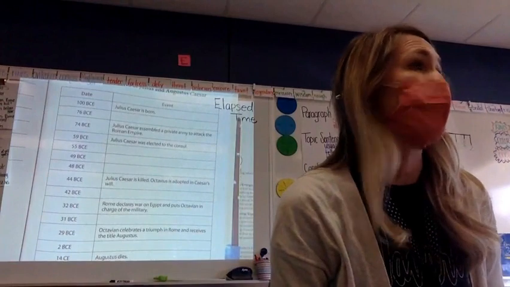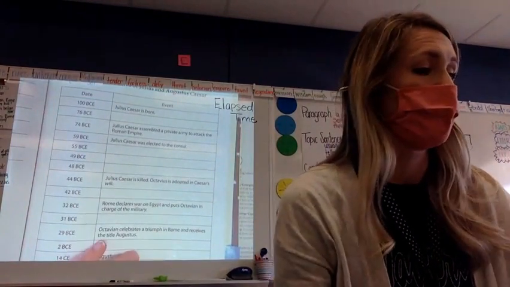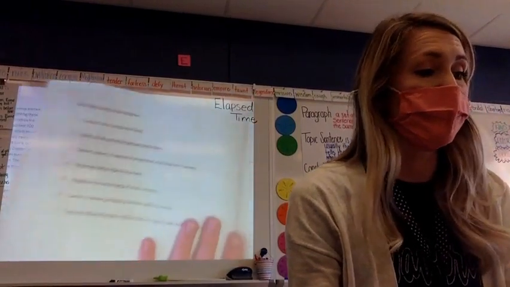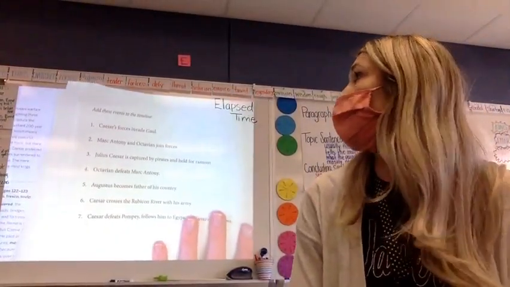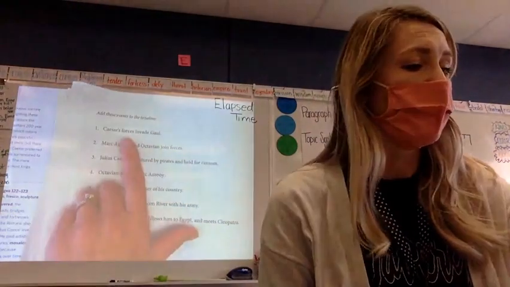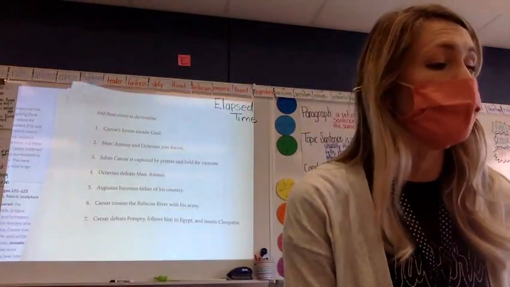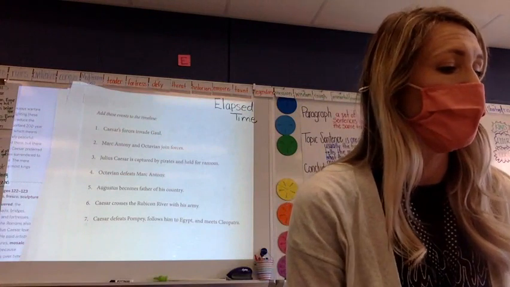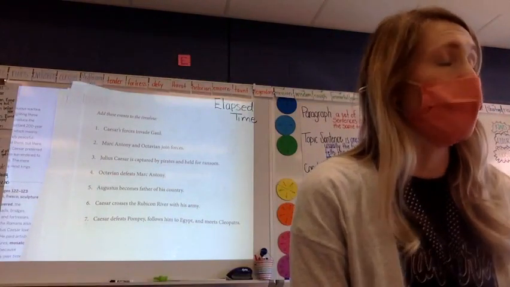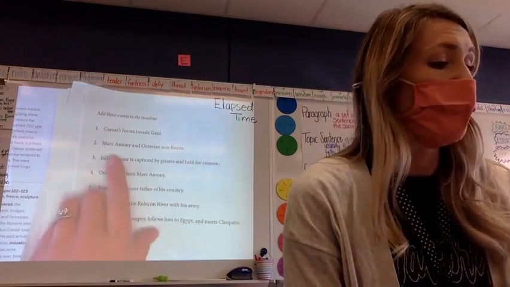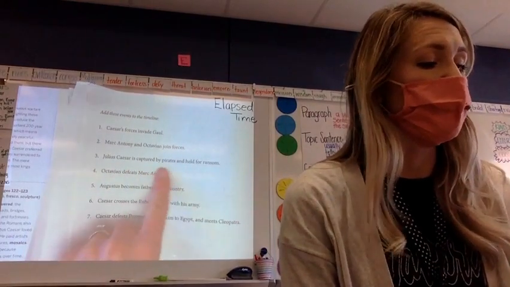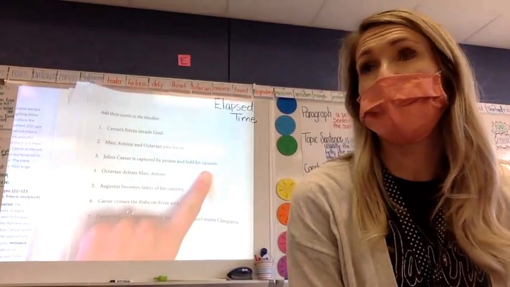You are going to write in the blanks. You have them on the back side. You have to figure out the order. So the missing events are on the back side of that page. I'll put them up so you can see them. Caesar's forces invade Gaul. Mark Antony and Octavian join forces. Julius Caesar is captured by pirates and held for ransom.